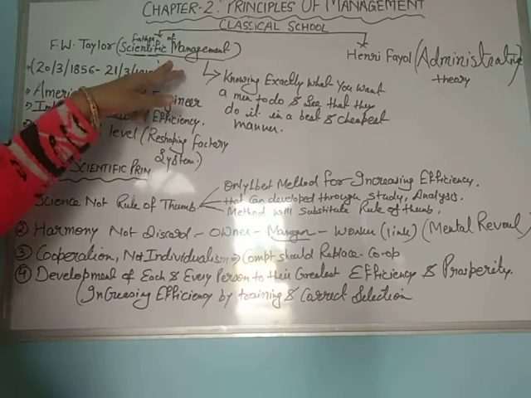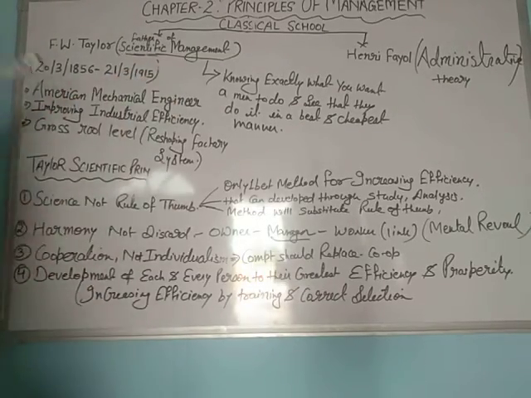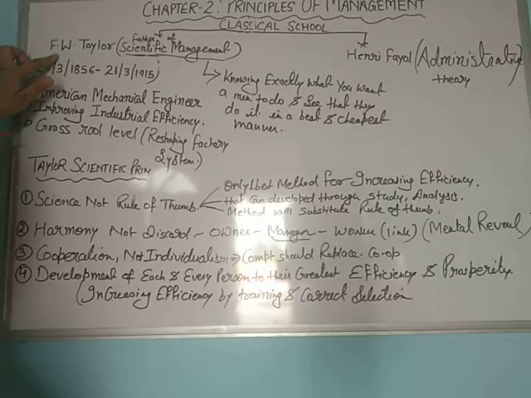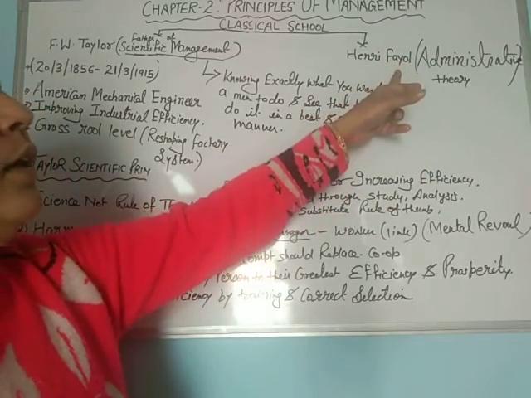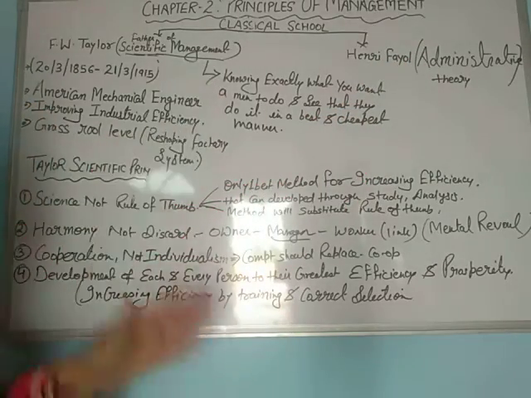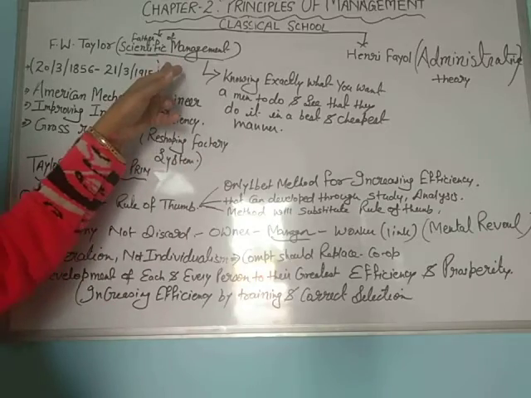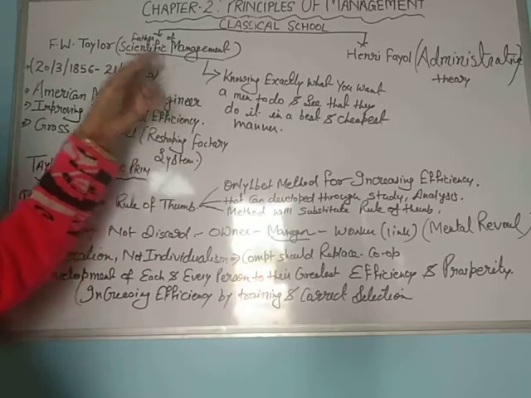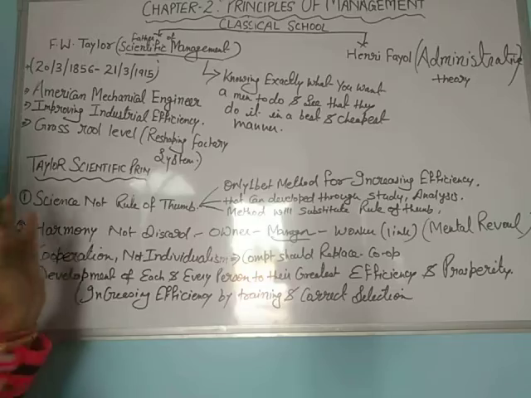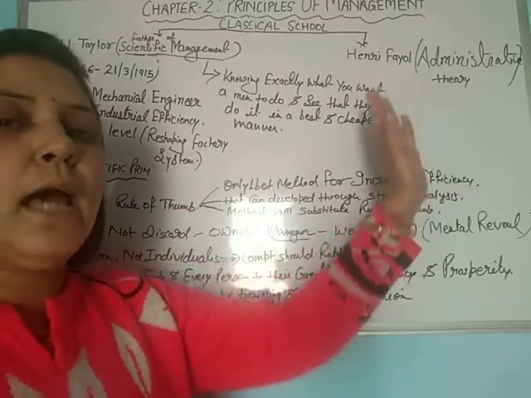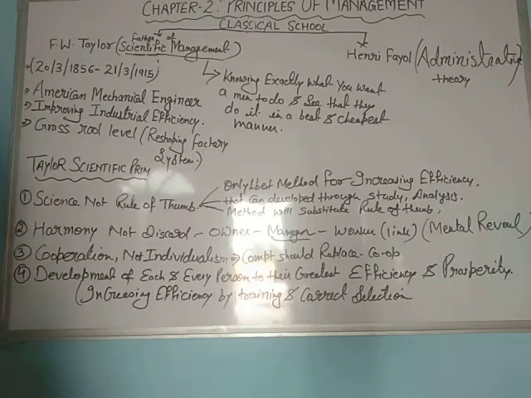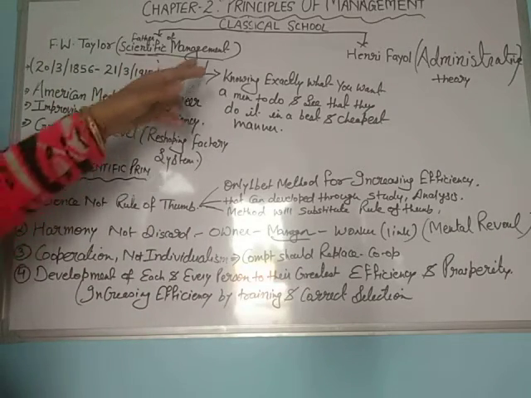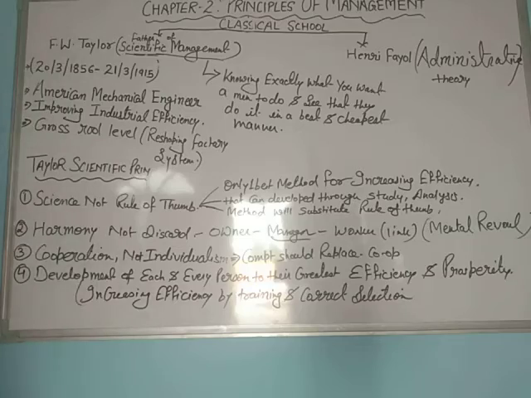Scientific management theory was developed by F.W. Taylor. That is the reason he is also called the father of scientific management. And administrative theory was developed by Henry Fayol, right? Now today in our video we will be covering only the first theory of the classical school, that is scientific management theory. The Henry Fayol theory and its principles we will cover in the next videos. Now let's start with the first classification of the classical school theory, that is scientific management theory.